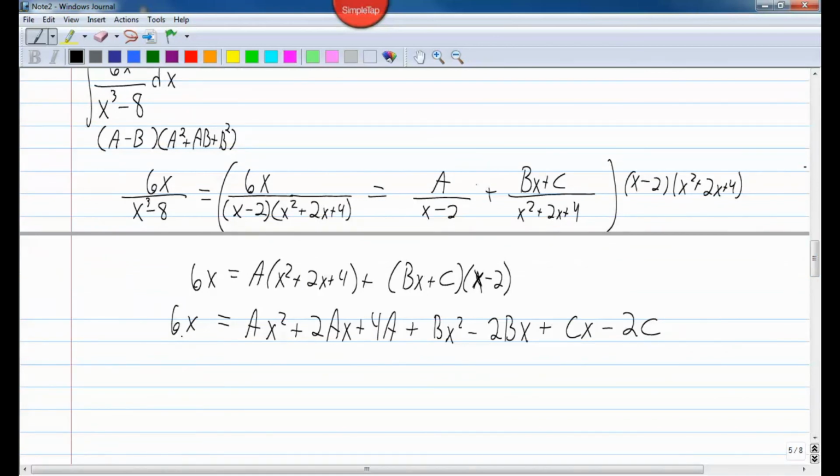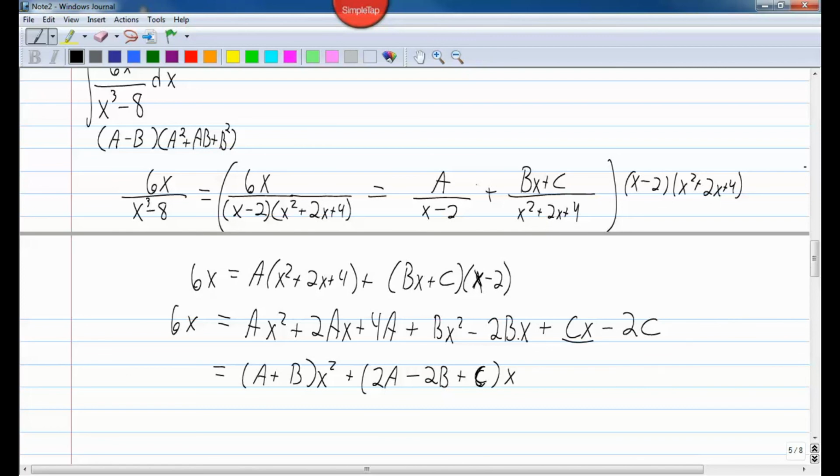Alright, so now group like terms and factor the x's out where you can. So you see this is an ax squared and that's a bx squared. So that's going to be a plus b times x squared. This is a 2ax and a minus 2bx. So you can have 2a minus 2b times x. I'm just factoring the x out of those two and writing the coefficients in front. And then I left the c out, didn't I? See, that's plus cx. So I need that c in there. So plus c times x.